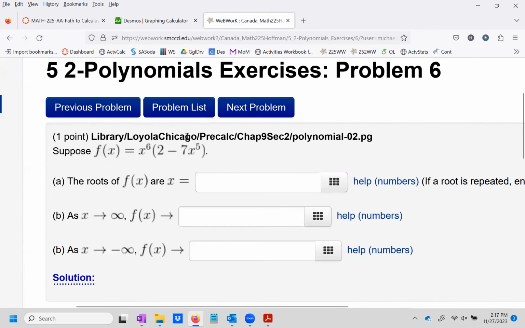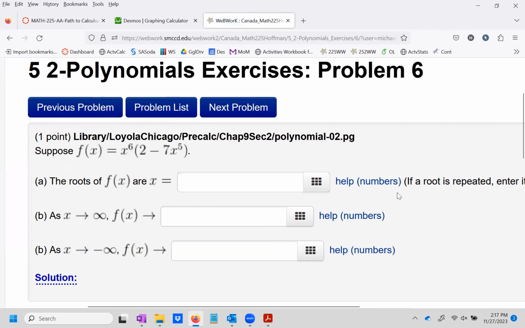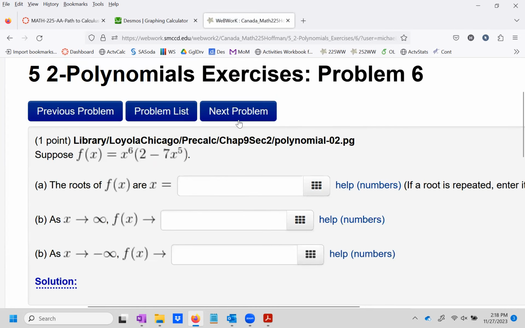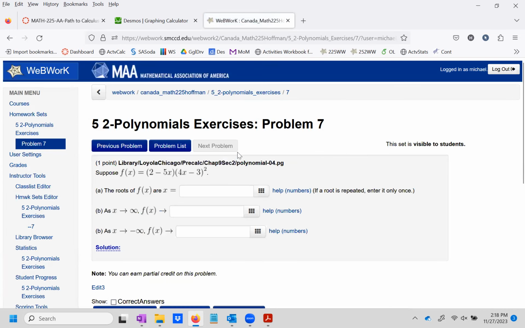Now this one they want exact answers. So you'll have to know how to solve this thing. Basically, you'll set that factor equal to 0, and you have to take the 5th root of something. Anyway, we can do more with that stuff, but go ahead and you can probably pretty much finish this homework.